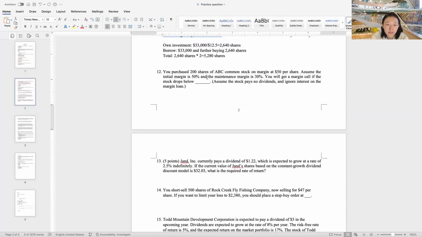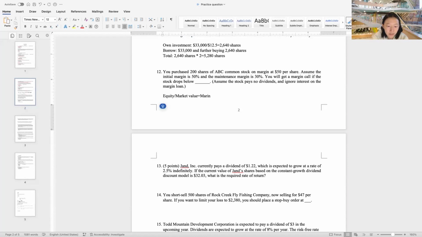Next, the person purchased 200 shares of the stock on margin at $50 per share. Assume the initial margin is 50%, the maintenance margin is 30%, and the investor will get a margin call if the stock drops below what price? So we need to solve for the price. We have equity divided by market value equals the margin.